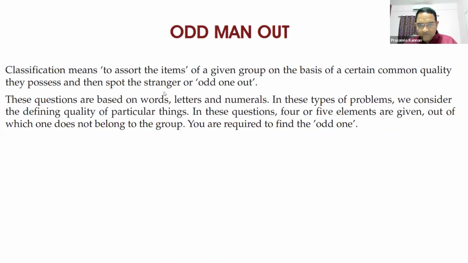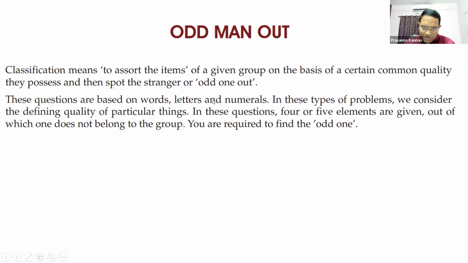Okay, now the next one is odd man out, right? So we need to classify the items. We have to sort items of a given group on the basis of a certain common quality they possess. There need not be a sequence, correct? There may or may not be a sequence. They may not be in order, but there is something common in all of them. You should spot the stranger or the odd man out.